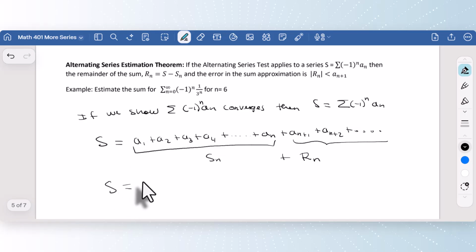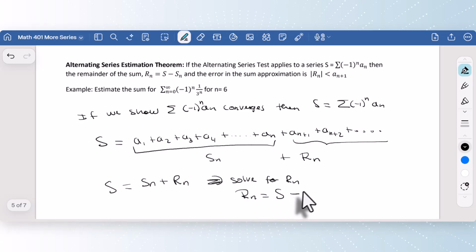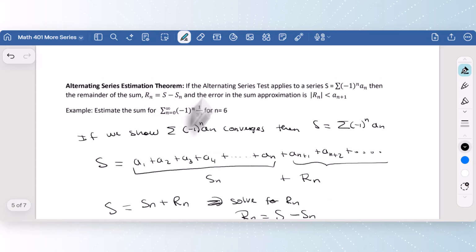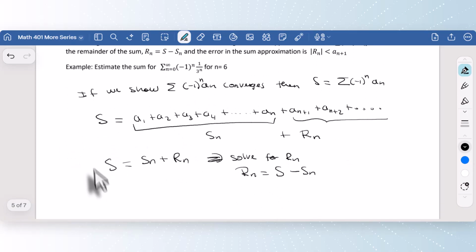So the total sum is then Sn plus Rn, or the sum estimation plus the remainder. If I solve for the remainder, we subtract Sn from both sides, so Rn is equal to the whole sum minus Sn. So that's kind of what this is saying. But it's really that the sum is our Sn plus our Rn. So this is what we really want to remember.